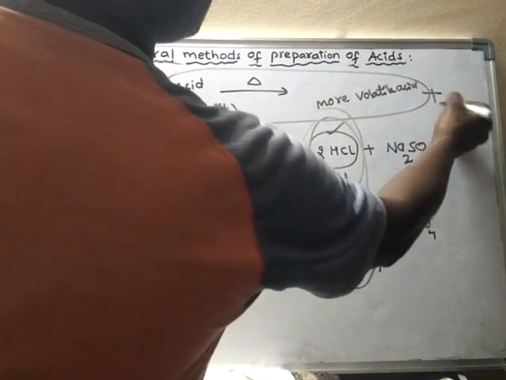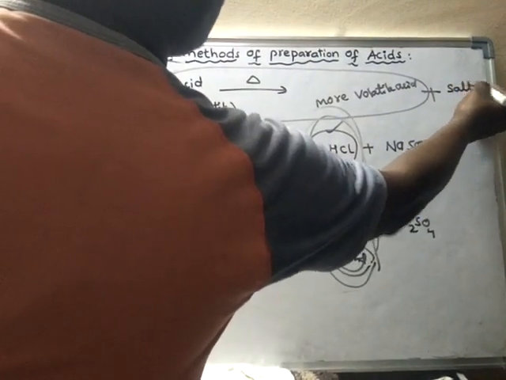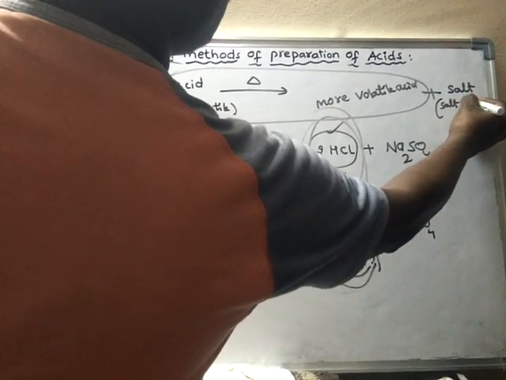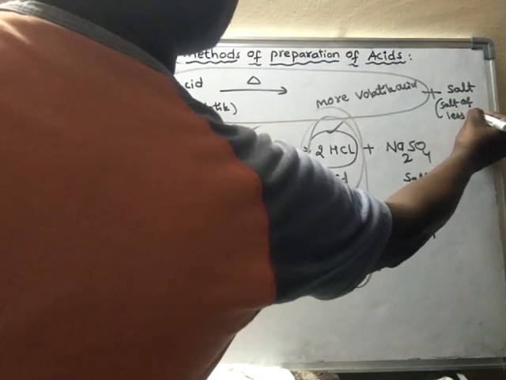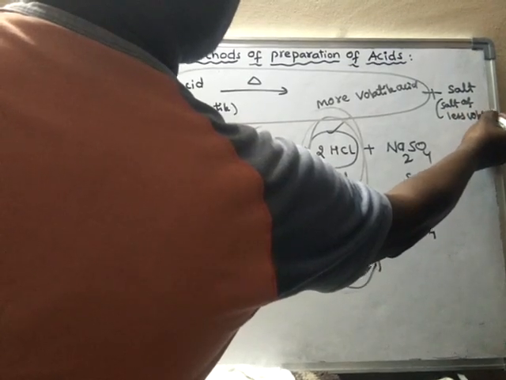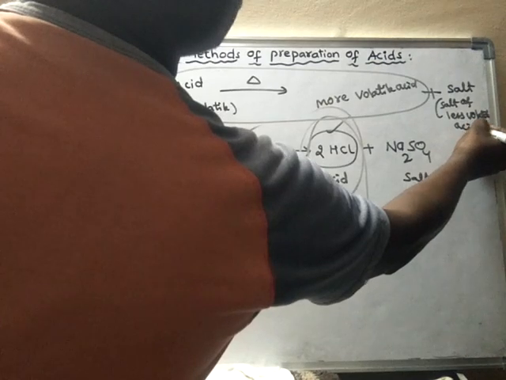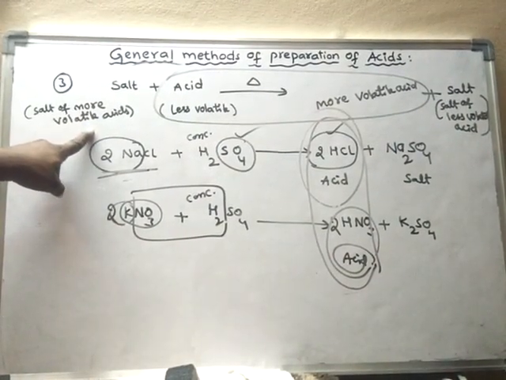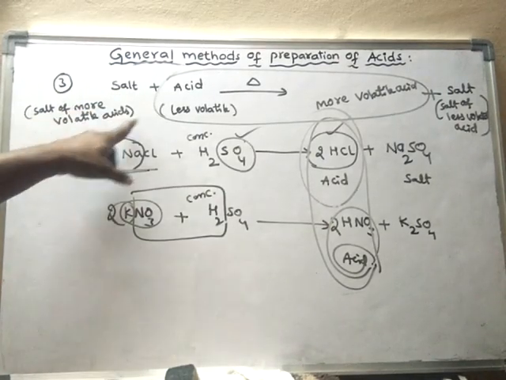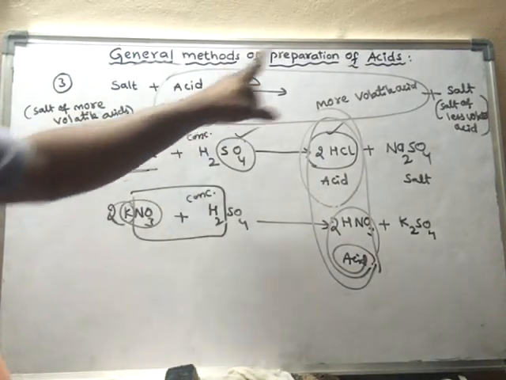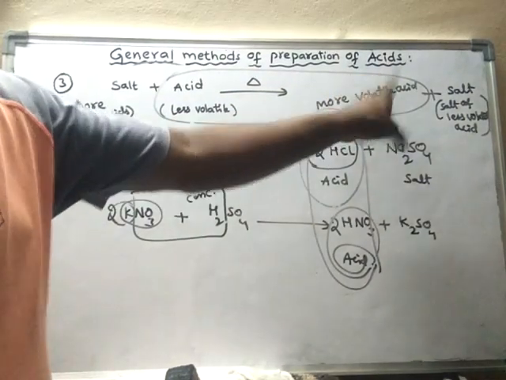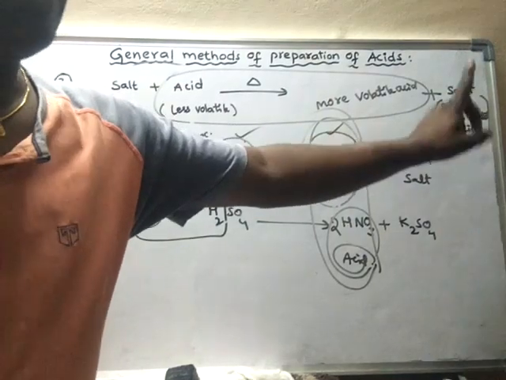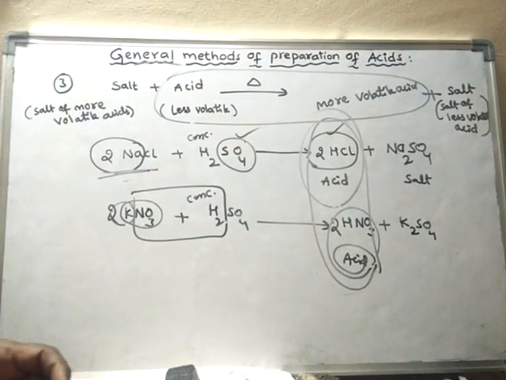Along with the more volatile acid, salt is produced. Here what salt? It is salt of less volatile acid. Salt of more volatile acid is used. When it is made to react with less volatile acid, you will get more volatile acid. Along with more volatile acid, you will get what? Salt of less volatile acid. So don't get into confusion.